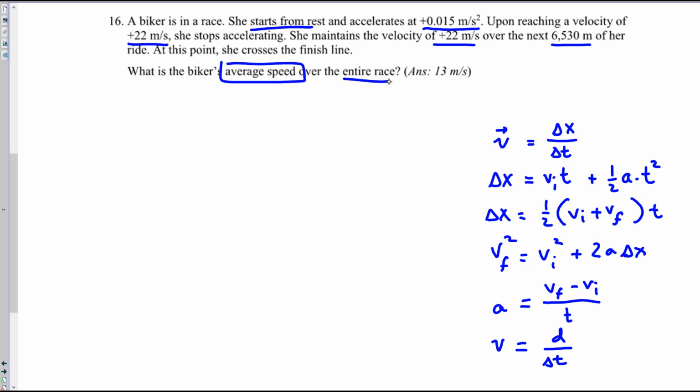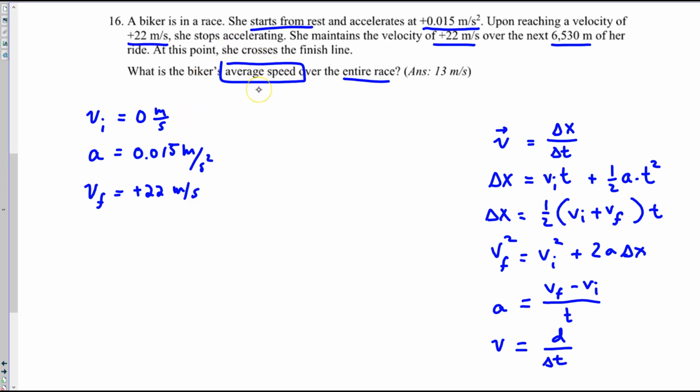Now, the thing we first notice, she accelerates, right? She starts from rest. That means the initial velocity is 0. She's not moving at the beginning. The acceleration is 0.015 meters per second squared. And then she stops accelerating. The end of the acceleration, the final, is when she reaches 22 meters per second.